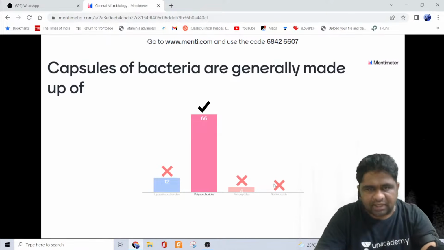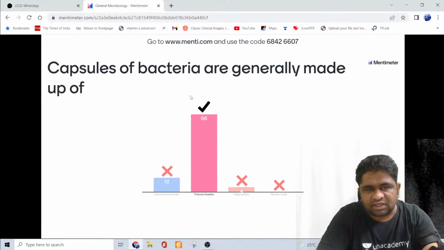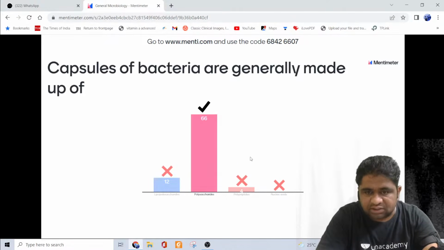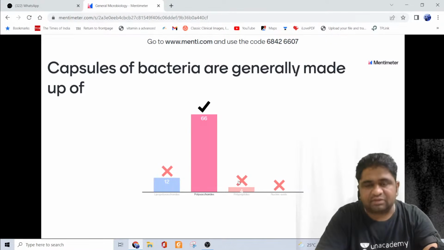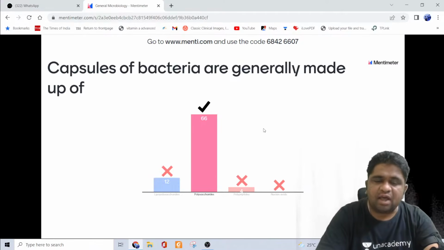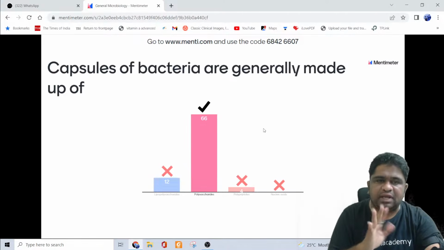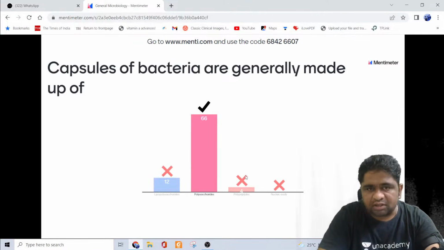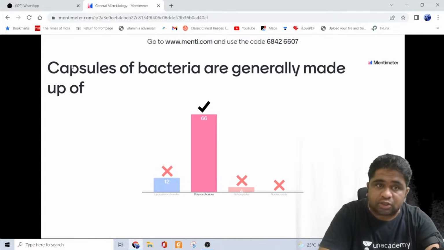Remember, I told you in the class just half an hour before this: generally, 98% of capsules are made up of polysaccharides. About 1% of capsules are polypeptides, as seen in Bacillus anthracis. There are also bacteria like Yersinia pestis and Haemophilus influenzae, where a fraction of protein acts as a capsule. So some of you who chose polypeptides, please don't worry. The question is about generally, and generally means the most common. Capsules are most commonly made up of polysaccharides.